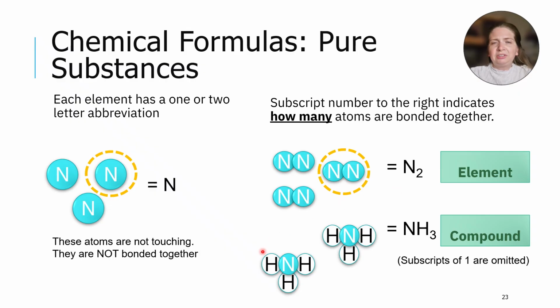The third image shows two molecules of NH3. Each molecule contains one nitrogen atom bonded to three hydrogen atoms. Remember that subscripts of 1 are not written in a chemical formula.